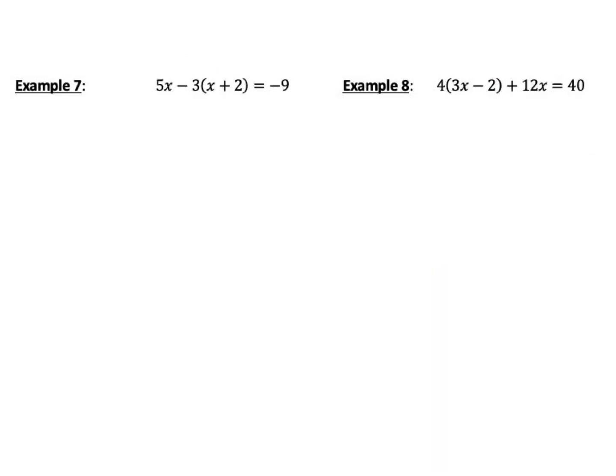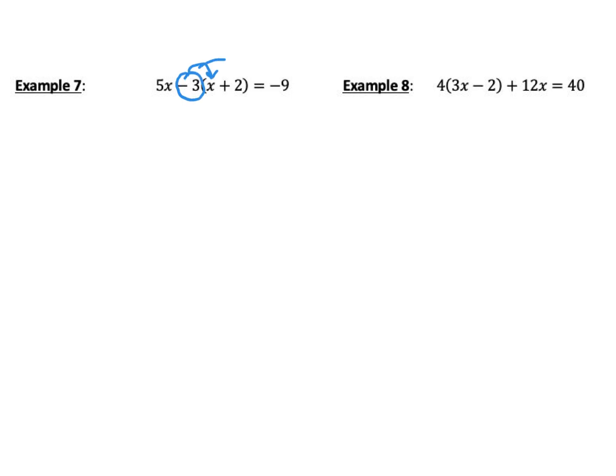All right, example number 7. So there's a little bit more, right? First of all, we have parentheses. Can I combine anything on the inside of the parentheses? No, I cannot. So what I'm going to do is take this negative 3. So it's like plus a negative 3, right? I'm going to take this negative 3, and I like to do it this way. It makes it a little bit easier.